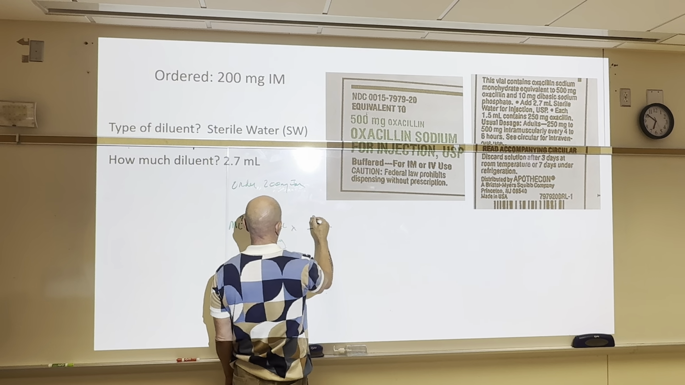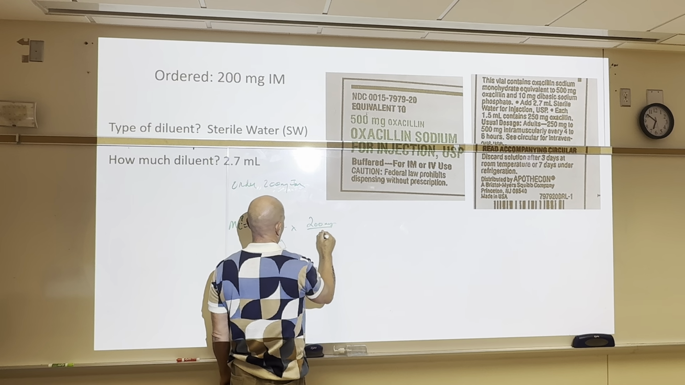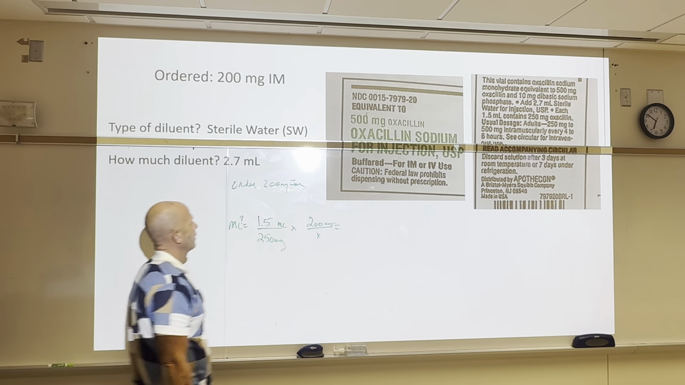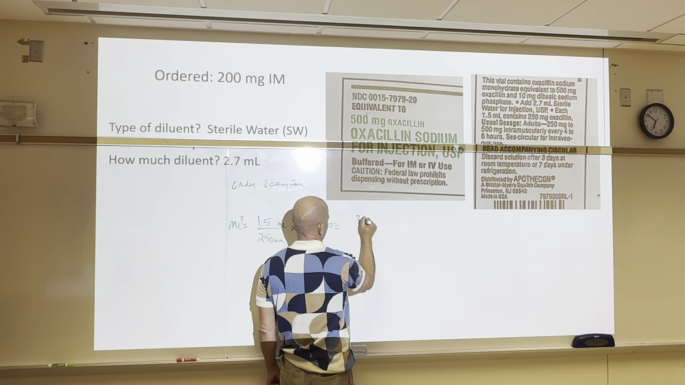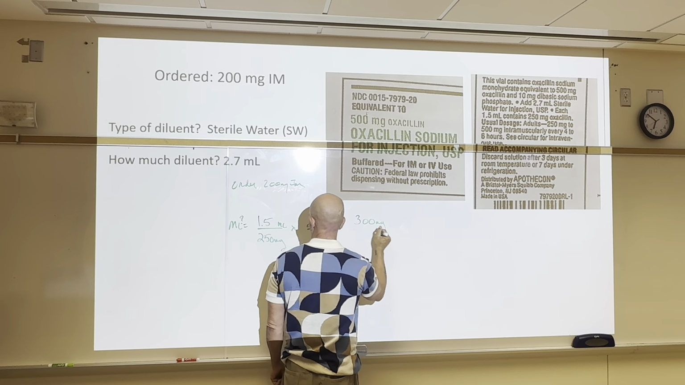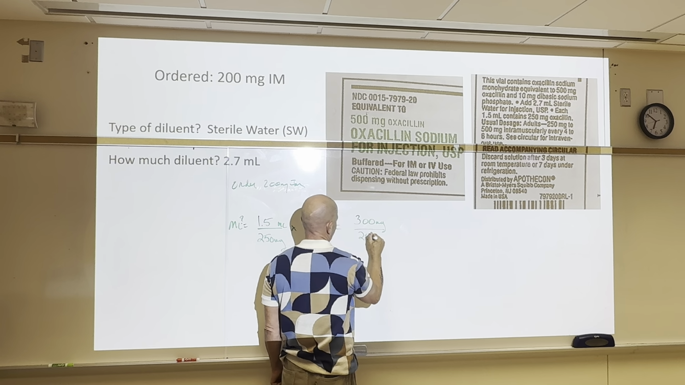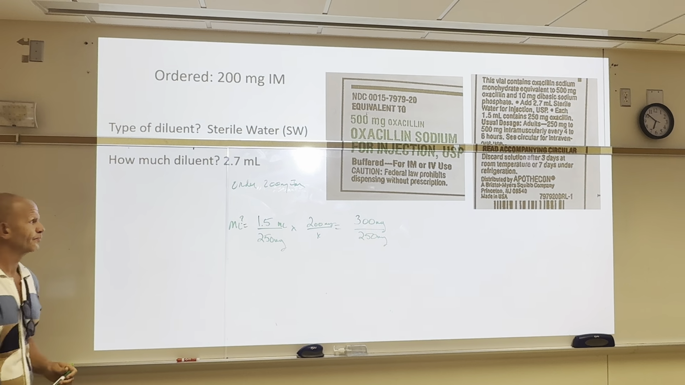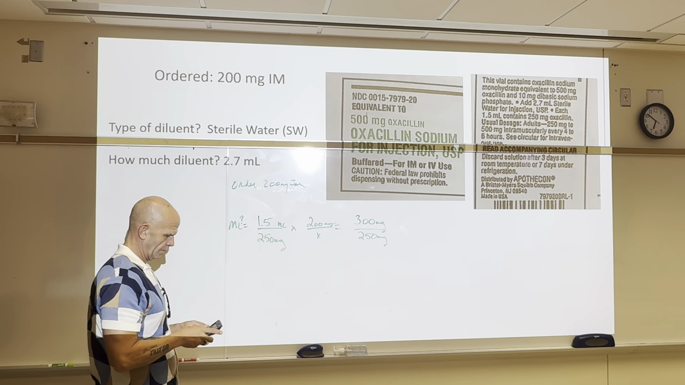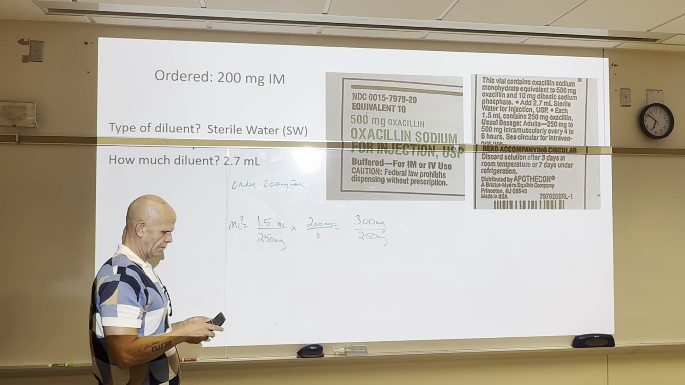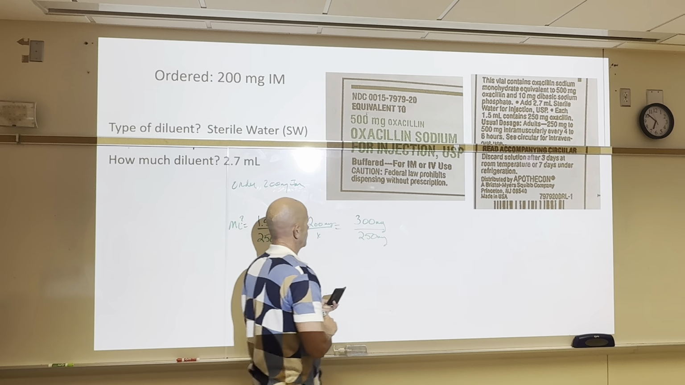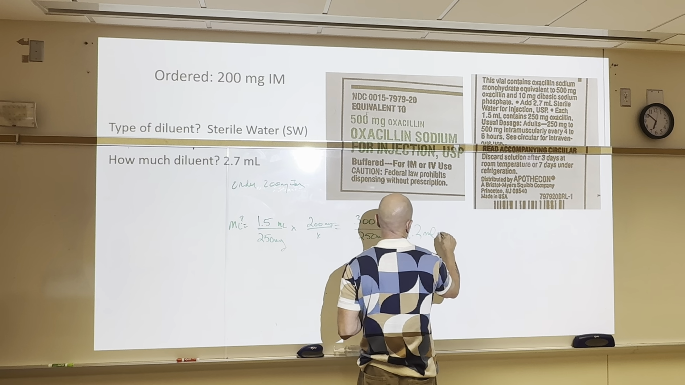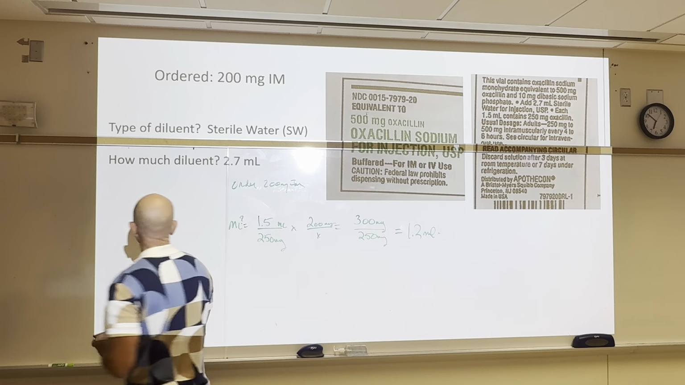Our dose is 200 milligrams over X. So 1.5 times 200 is what? 300, over 250 milligrams. So what do you get? We're going to put 1.2 mLs in that syringe. That's your dose, okay?